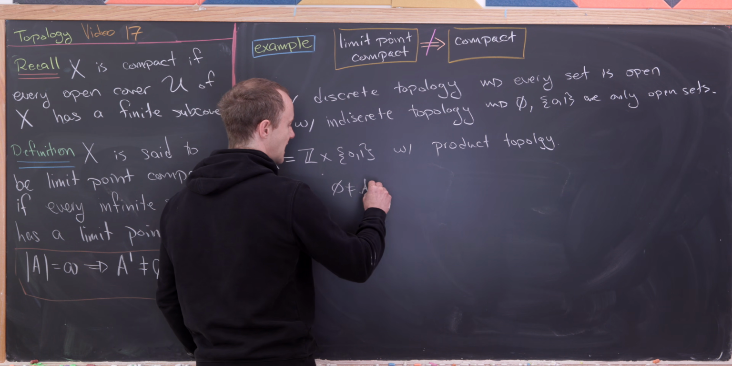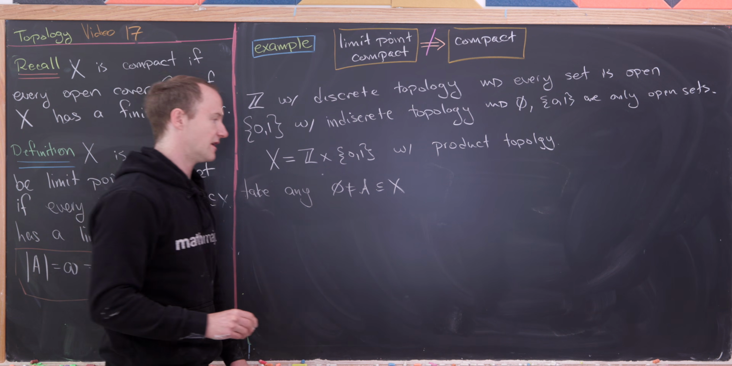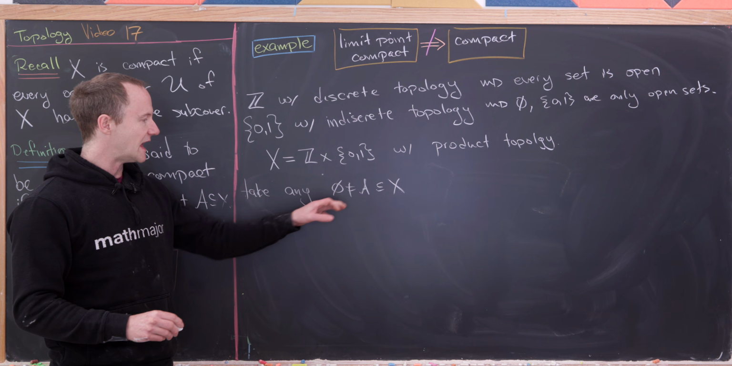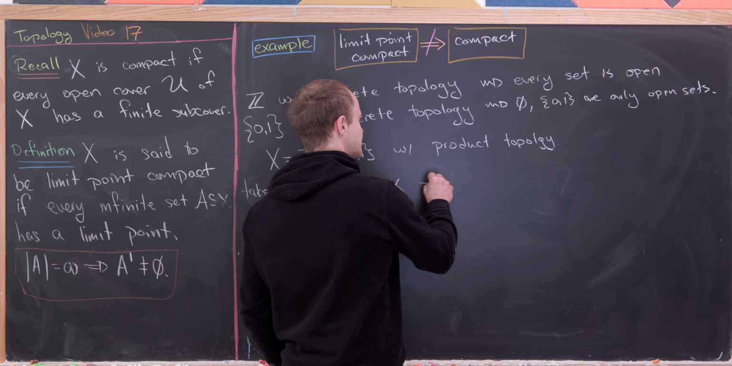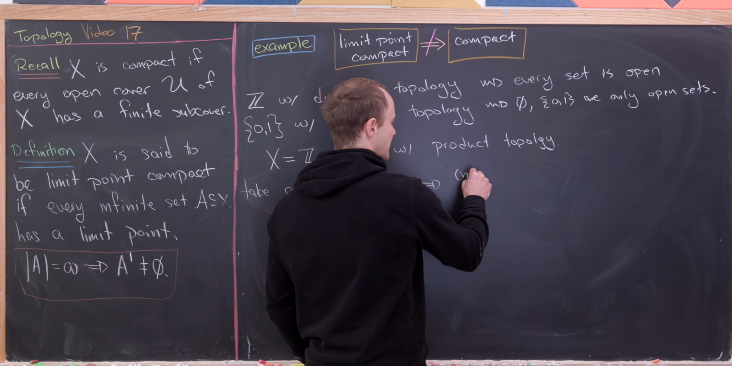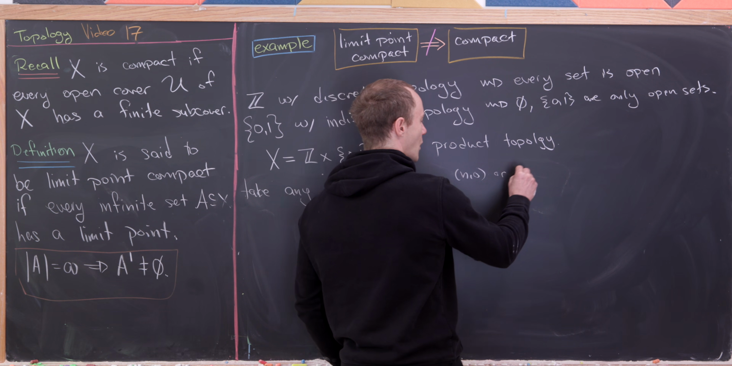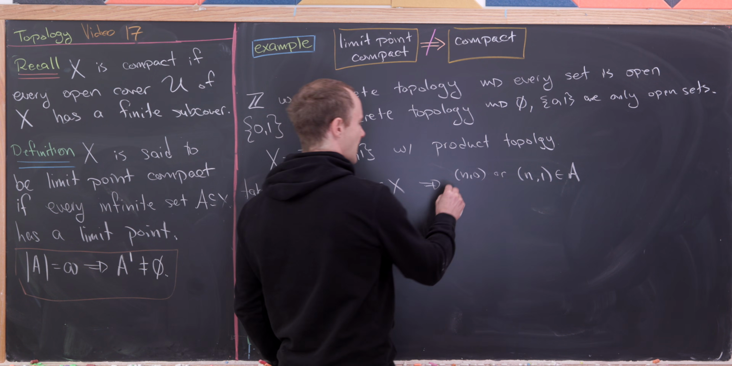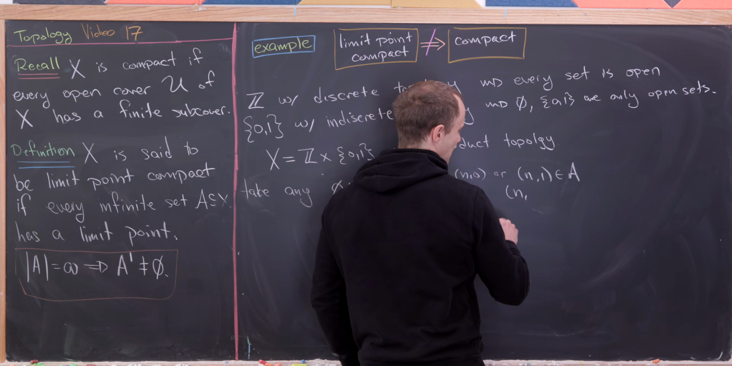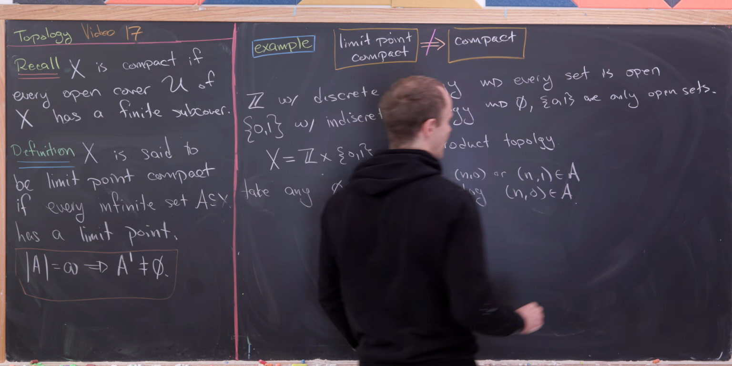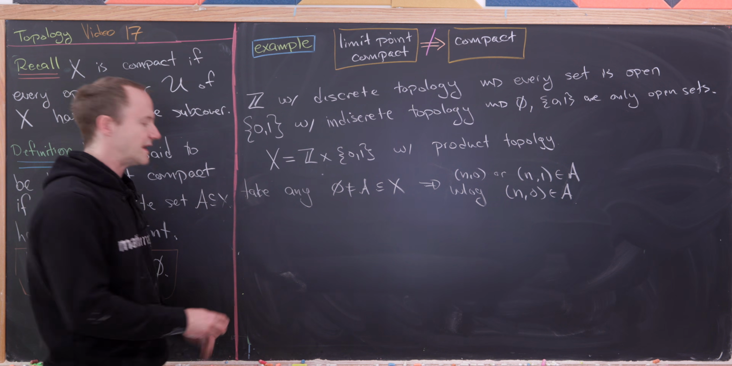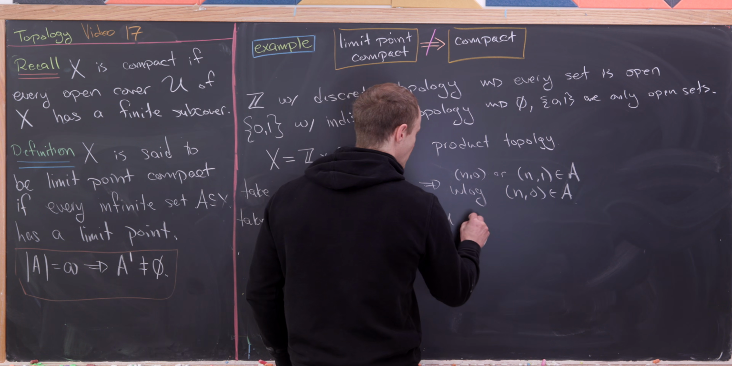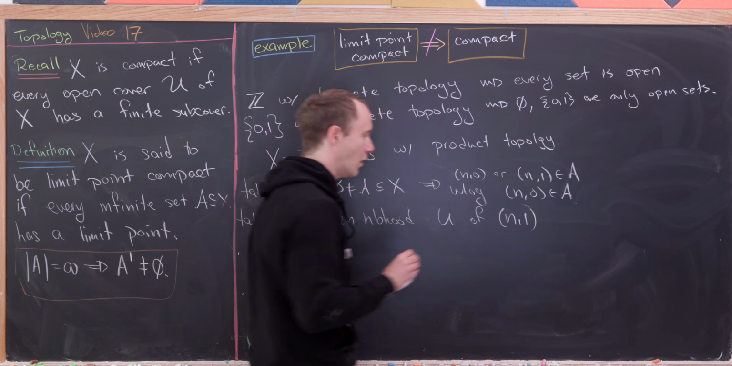So there we've got the empty set is not equal to A, that is a subset of X. And then what we want to do is pull apart or pull out any element of A. So notice that any element of A will have the following form. It'll either be (n, 0) or it'll be (n, 1). So maybe without loss of generality, we'll say that (n, 0) is inside of A. Okay, nice. Now what we'll do is take any open neighborhood U of (n, 1).